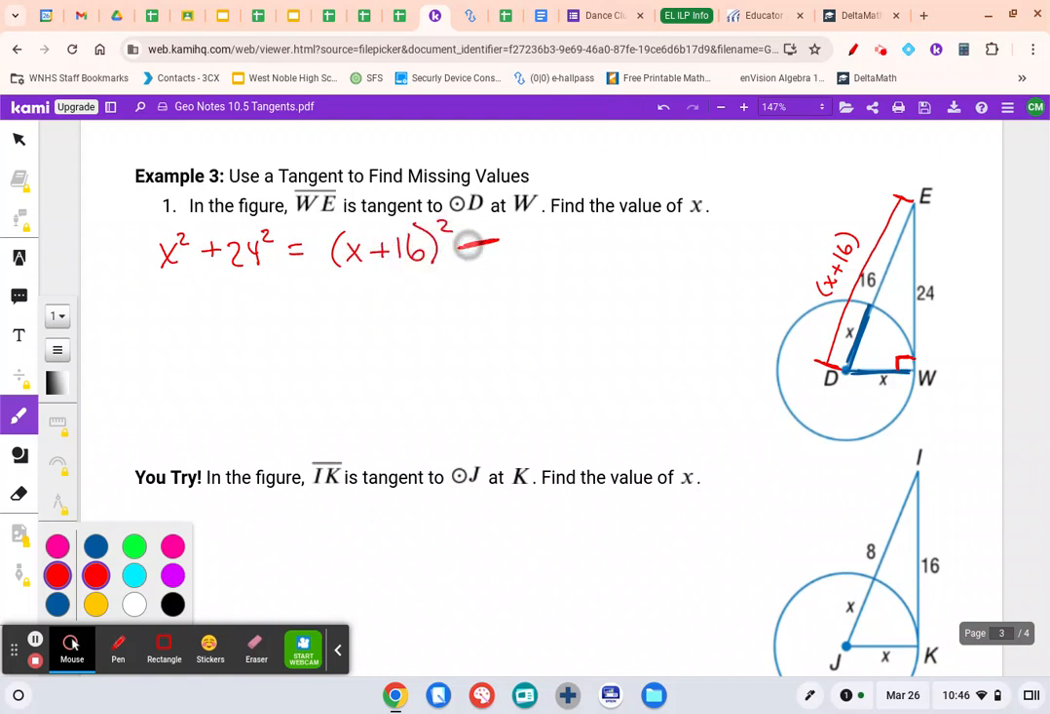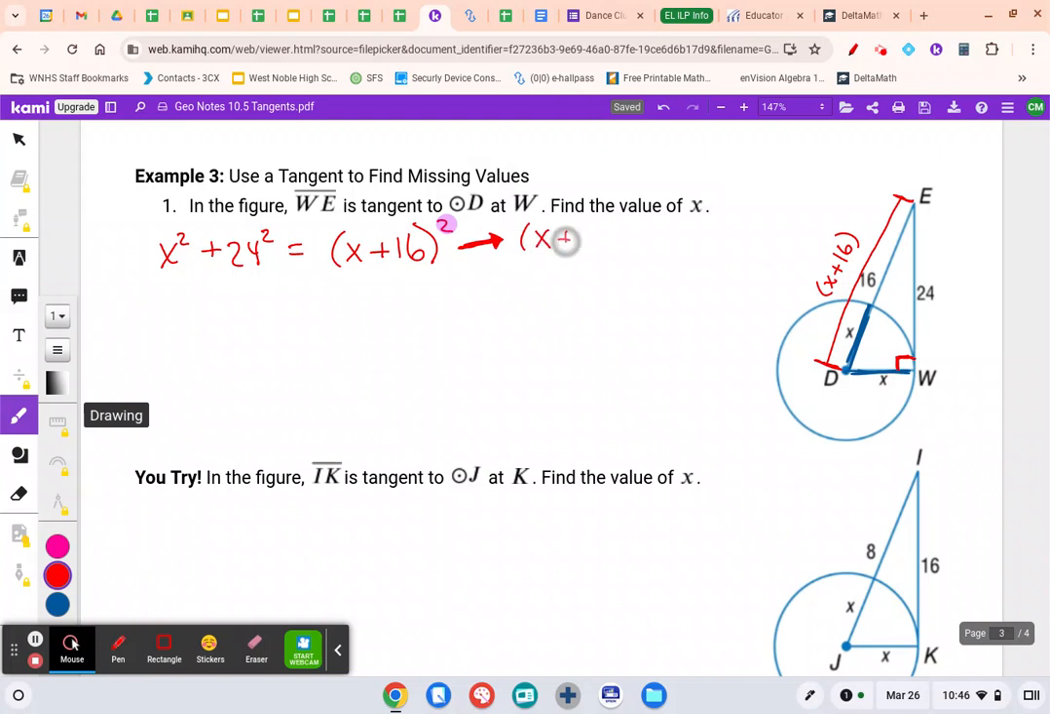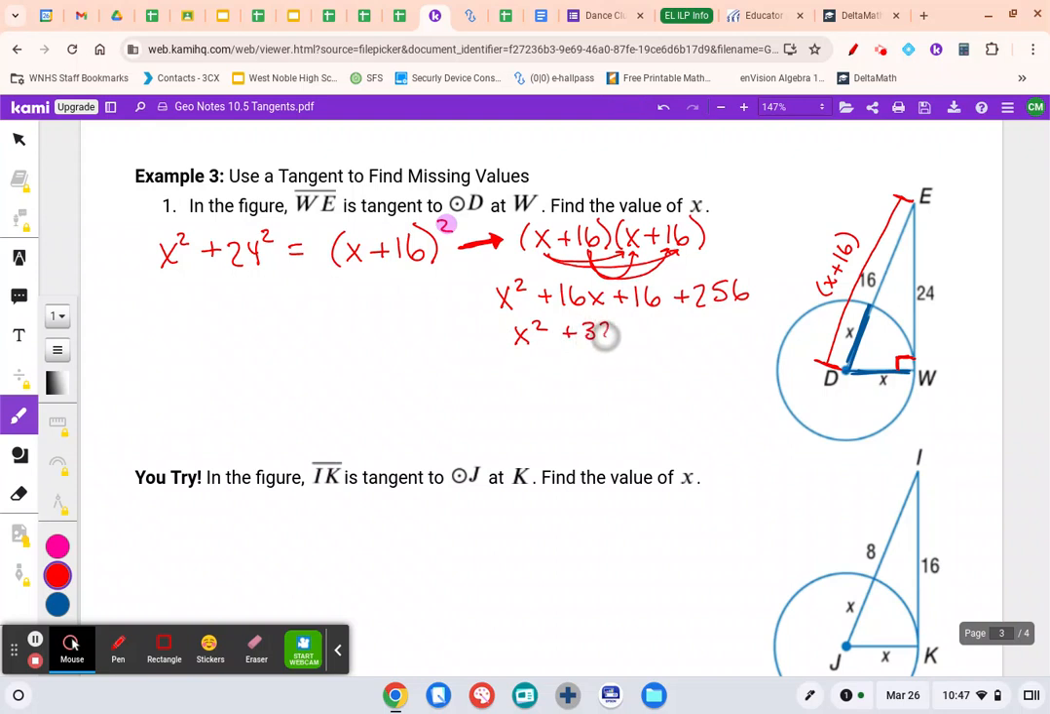Here's the tricky part. Review from algebra. Anytime you see a little squared like this, that means you write out those parentheses twice. And then we do something called foiling. So you take your first, multiply them, take your last, multiply it, or you can think double distribution. This gives you x squared plus 16x plus 16x plus 256, combine like terms. x squared plus 32x, oops, sorry, there should be an x there, plus 256.